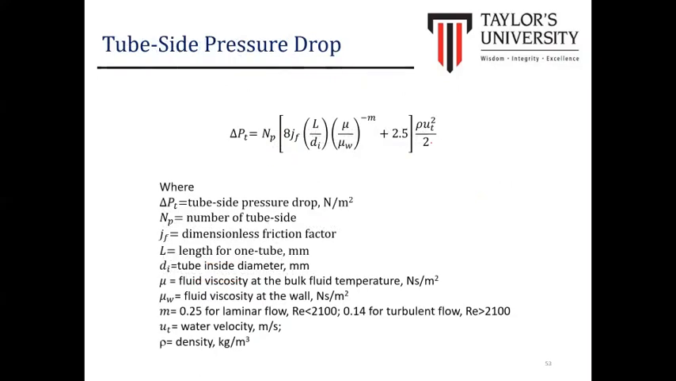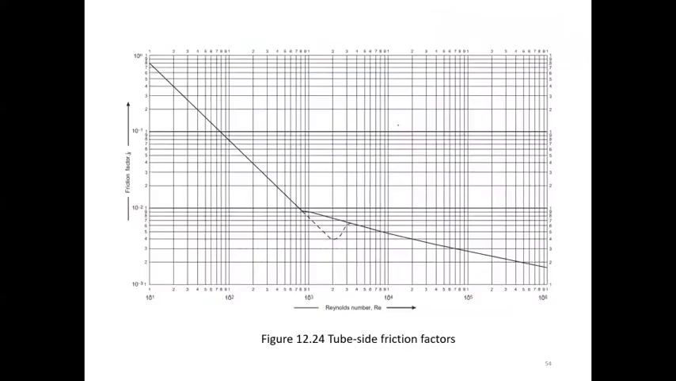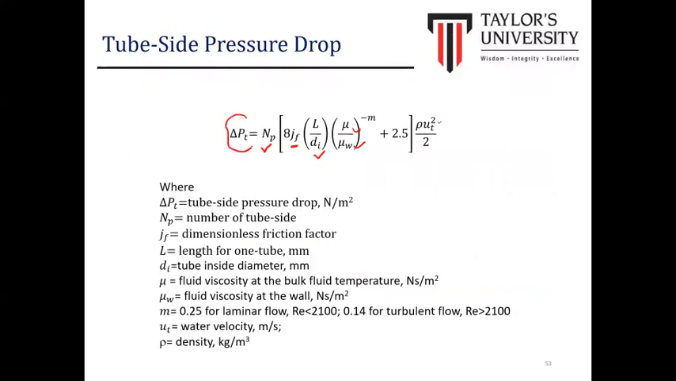The pressure drop can be obtained using this equation, with the information on the number of tube passes, the dimensionless friction factor, the tube inside diameter, the viscosity for both the bulk fluid and the wall, and the water velocity and the density. These are the required information, and we obtain JH from this diagram. You first need to determine the Reynolds number, and then insert it into this to obtain the pressure drop.